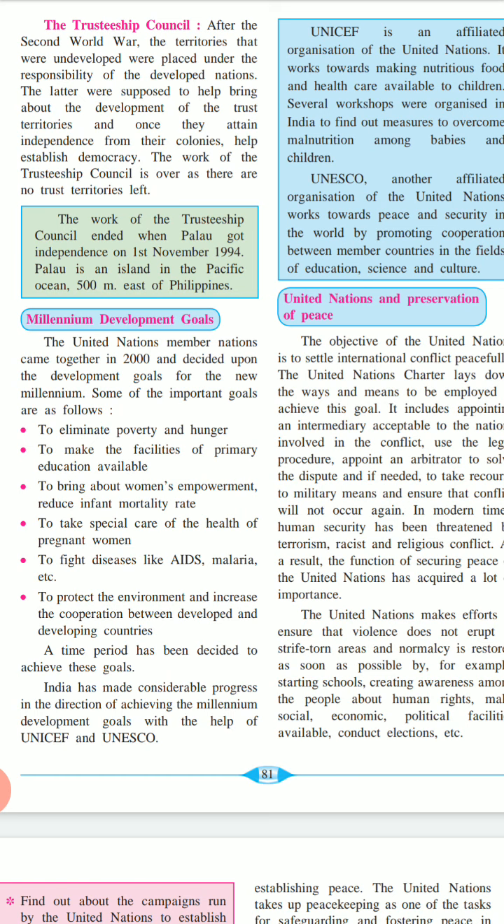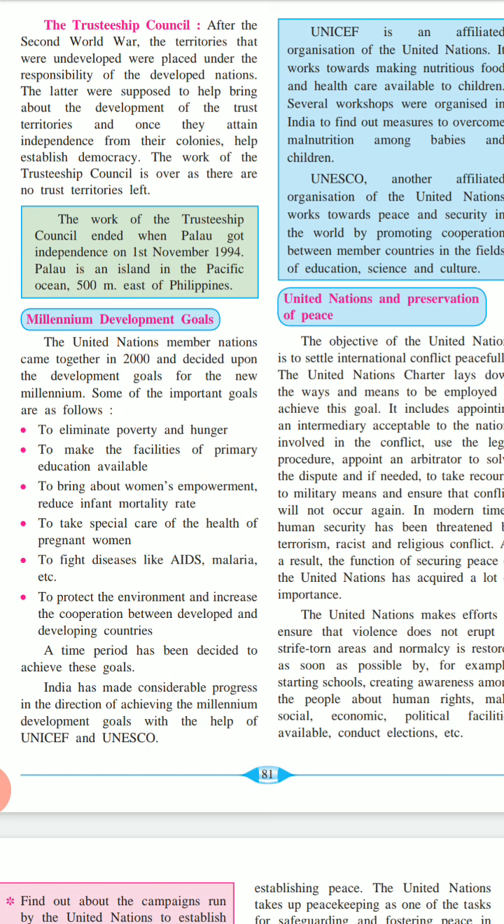First, to eliminate poverty and hunger. Second, to make the facility of primary education available. Third, to bring about women's empowerment and reduce infant mortality rate. Fourth, to take special care of the health of pregnant women. Fifth, to fight diseases like AIDS, malaria, etc. Sixth, to protect the environment and increase the cooperation between developed and developing countries.